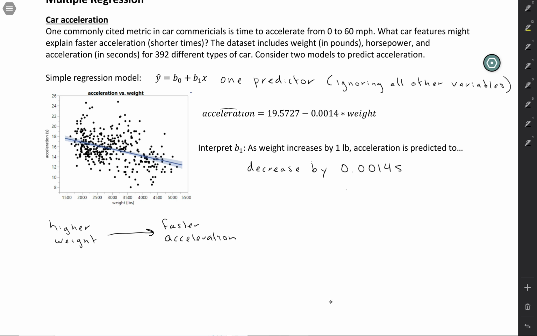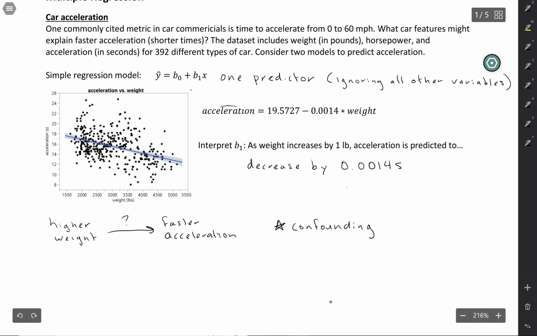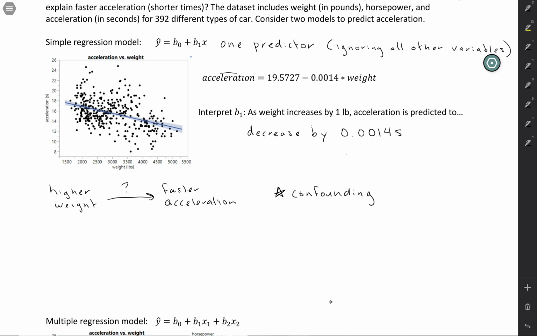But it may not be a straightforward cause and effect relationship like this, right? We have to consider in an observational study that it could actually be due to confounding. So what could be a potential confounding variable for this relationship? One thing could be the horsepower, right? So it could be that the higher weight cars also tend to be higher horsepower. So there's a connection here. And then the higher horsepower is actually what's leading to the faster acceleration.